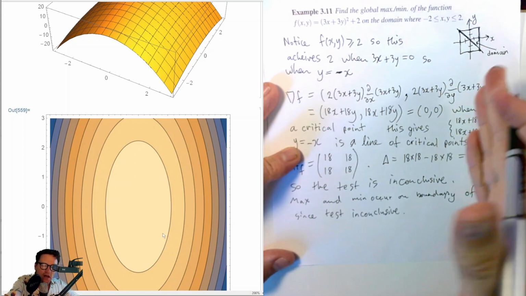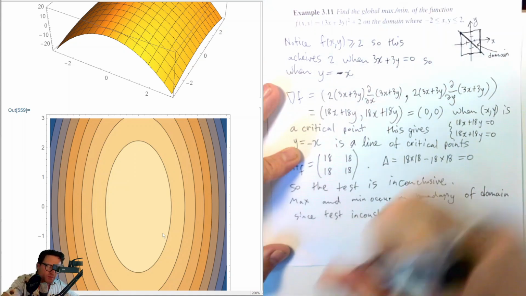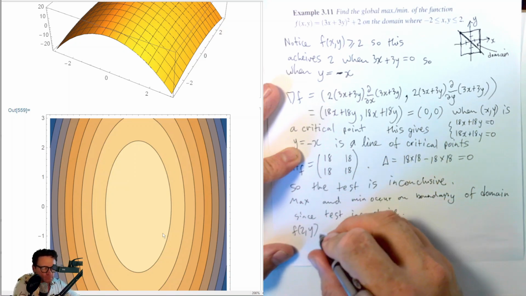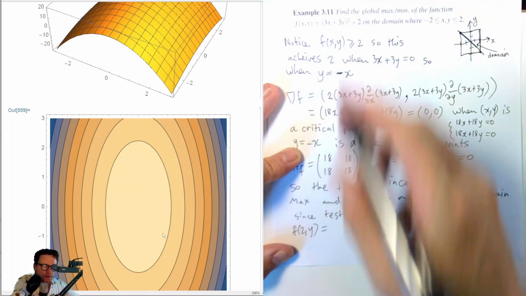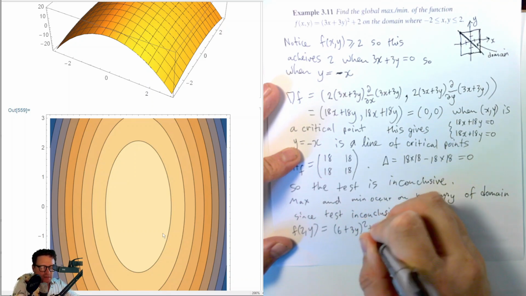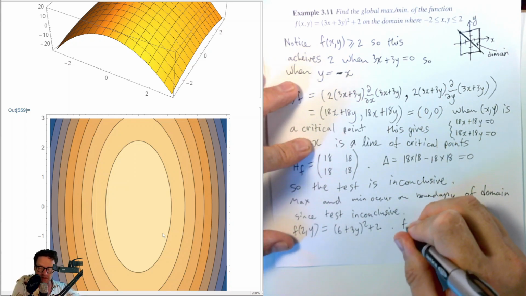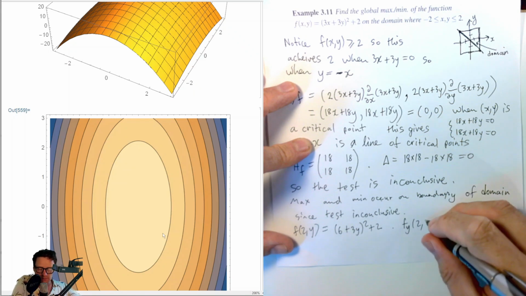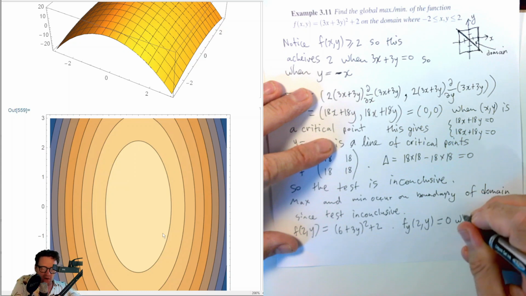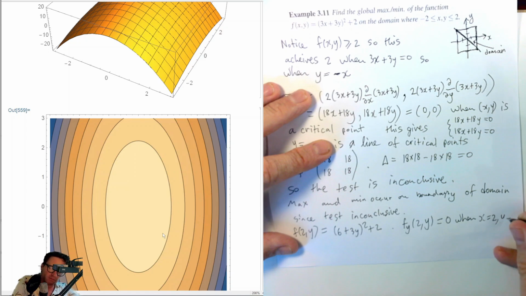Okay, so along, let's start with x equals 2, so along the top. So f of 2 comma y, subbing in 2 here, we have 6 plus 3y squared plus 2. Okay, f subscript y along that line is equal to 0 when x is equal to 2 and y is equal to minus 2.